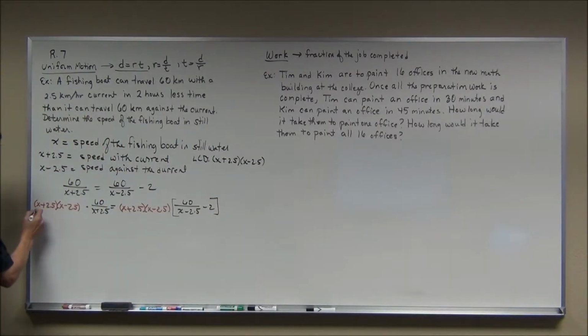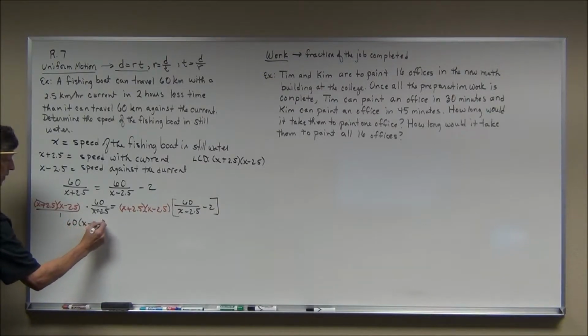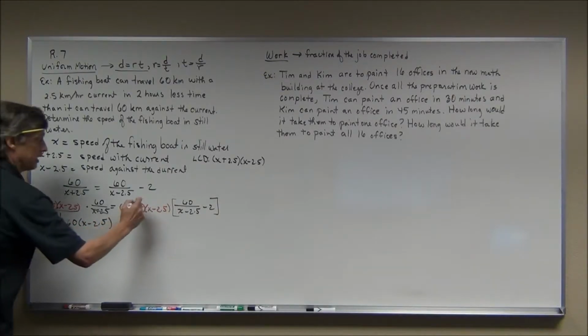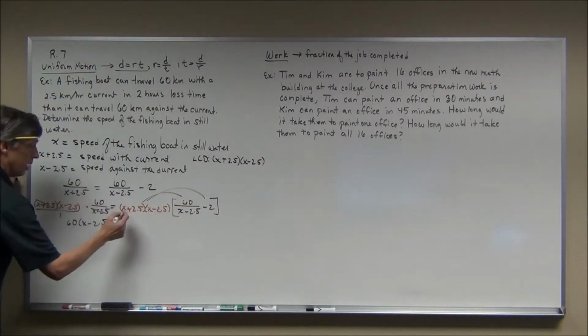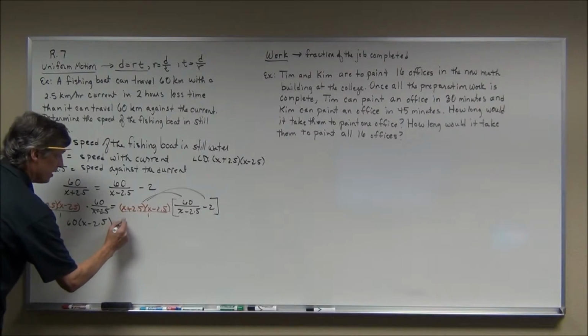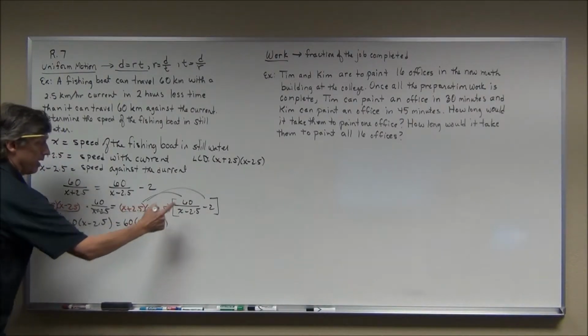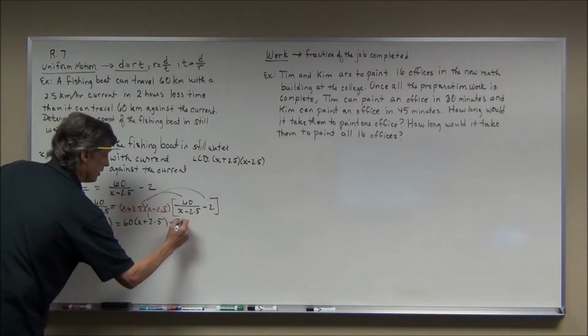Okay, over here on this side, the x plus 2.5s are canceling out. I have 60 times the quantity x minus 2.5. Over on this side, I have to distribute. The x minus 2.5 would cancel out, and I would have 60 times x plus 2.5, and minus 2 times all of this.